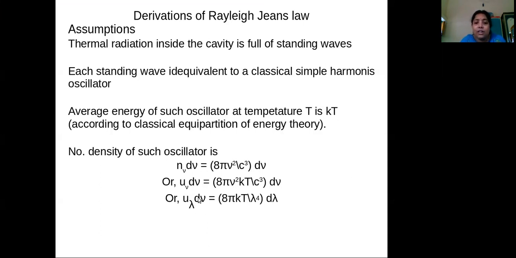and you convert it by u(lambda) d lambda. Sorry, this will be d lambda, because nu equals c by lambda. So you replace nu equals c by lambda. So d nu will be c by lambda square into d lambda. Mod of d nu will be c by lambda square into d lambda. Put it in this equation. You will get the last equation, which gives us the Rayleigh-Jeans law.